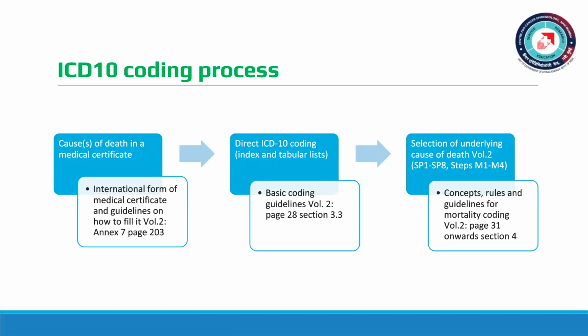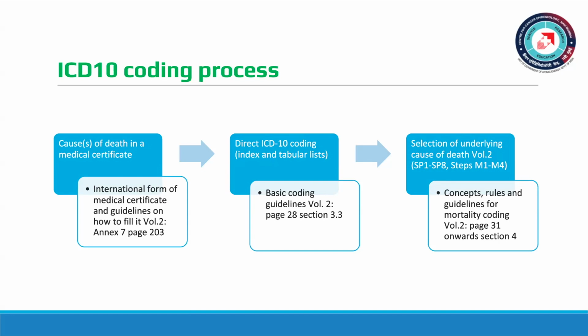This slide features a flowchart illustrating the ICD coding process related to medical certification and causes of death. The flowchart consists of 3 main blocks with sequential steps. Cause of death in a medical certificate refers to the international form and guidelines for filling it on Annex 7, page 203. Direct ICD-10 coding, index and tabular list involves basic coding guidelines from Volume 2, page 28, section 3.3.